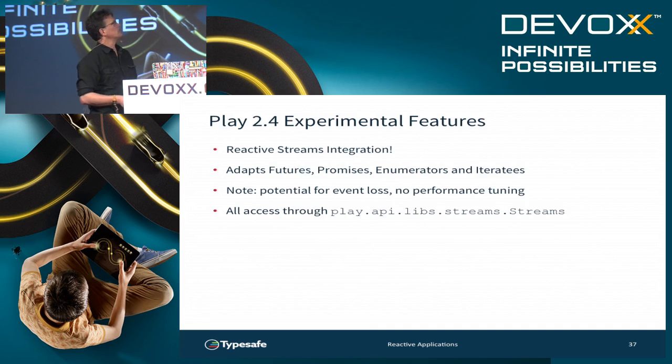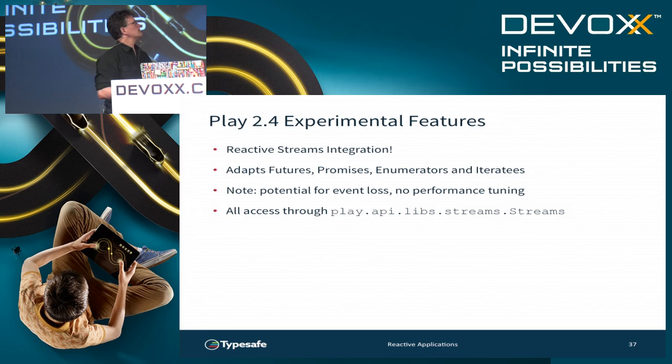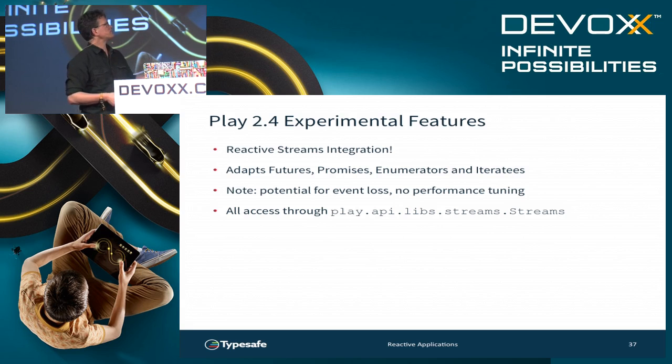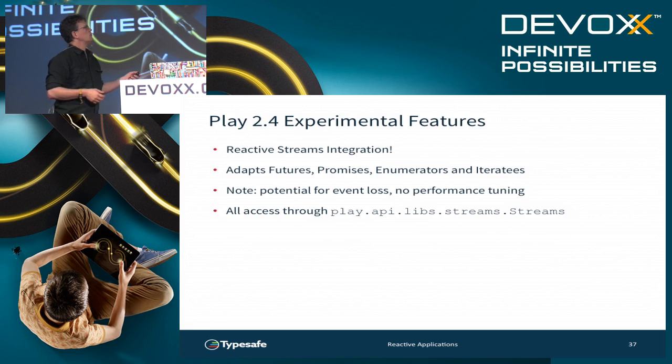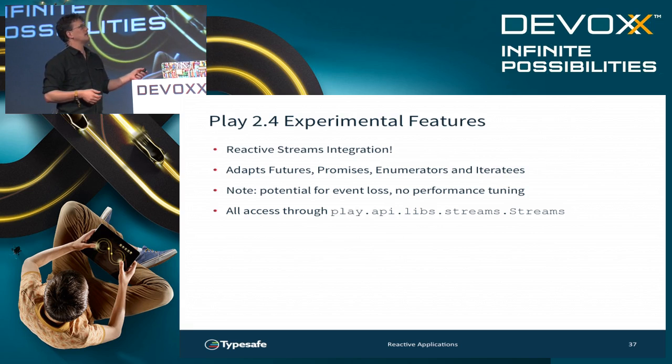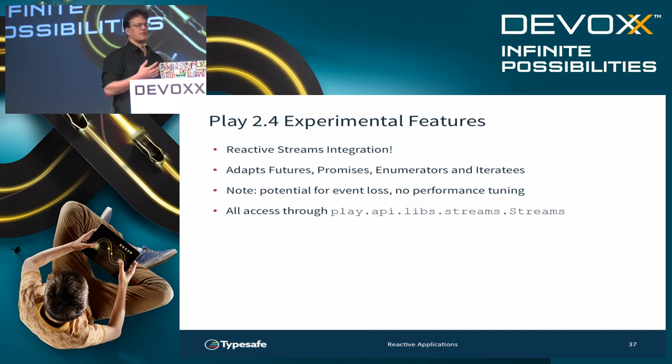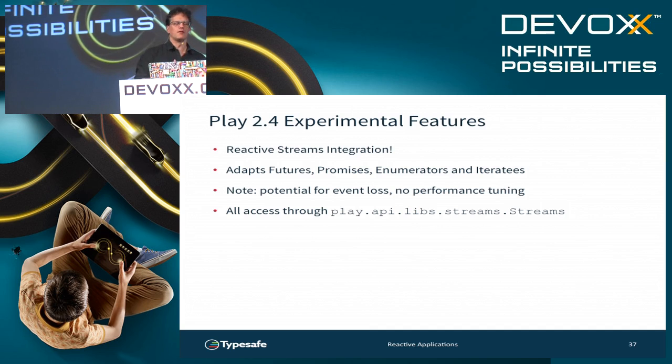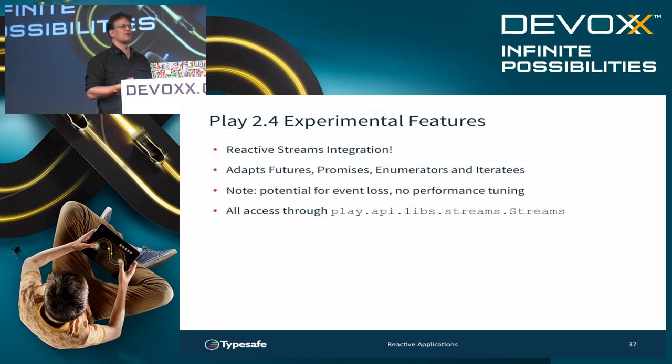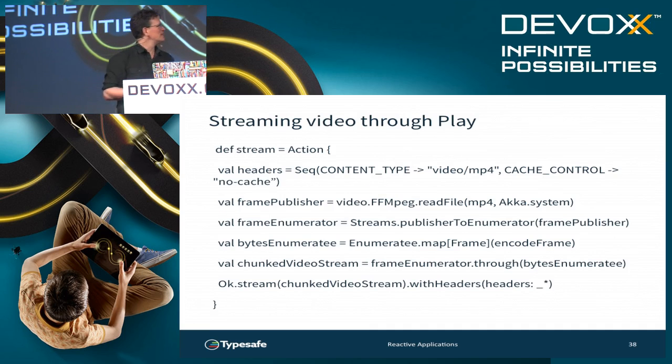So, Play 2.4 has experimental streams, and what it does is it plugs into the existing architecture, futures, promises, enumerators, iterates, and it puts wrappers around them to convert to and from publishers and subscribers. So I downloaded the master snapshot and compiled it last night and verified that everything was working correctly and played around with it some.